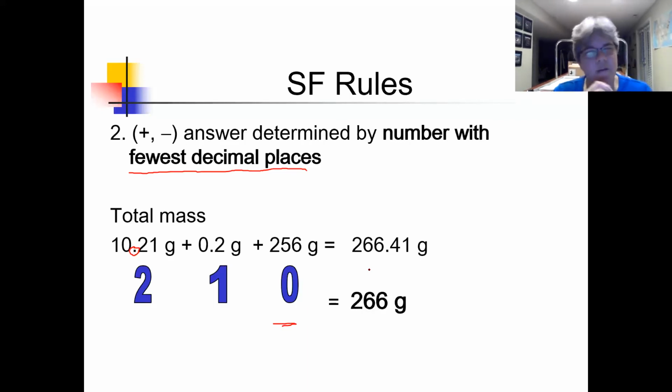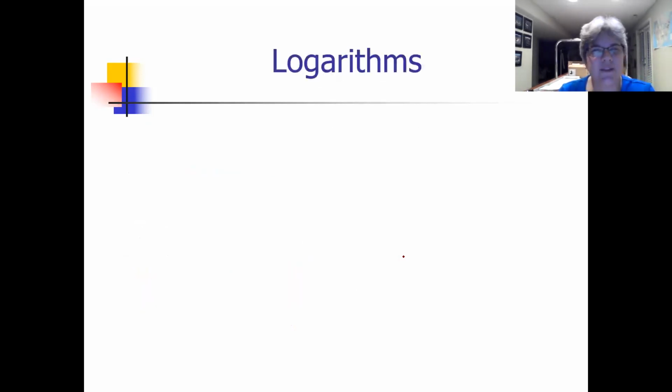Now, this is very hard for you. You say, oh, but I want to just keep a few extra numbers. No, they have no meaning, because this has no decimal points. It's meaningless to give an answer with decimal points. Okay, so multiplication and division is one rule. Addition, subtraction is the second rule. And then there is another rule that's a little bit harder.